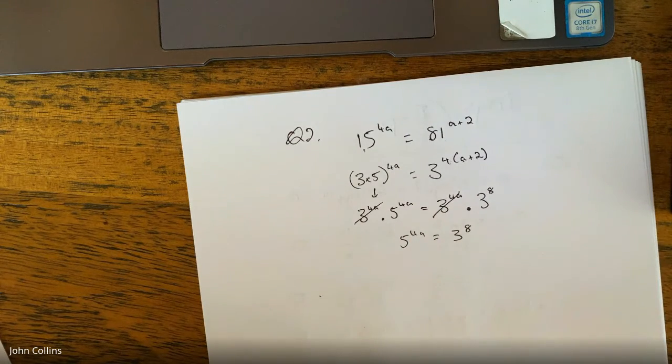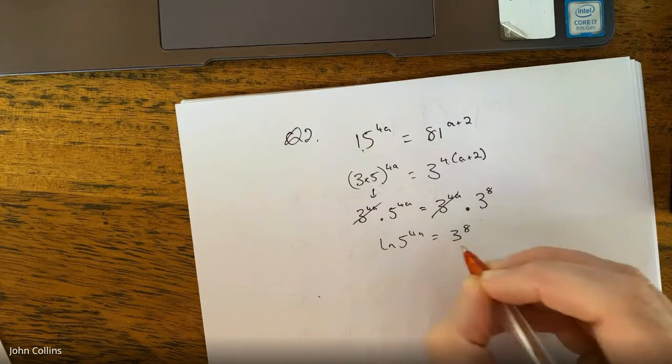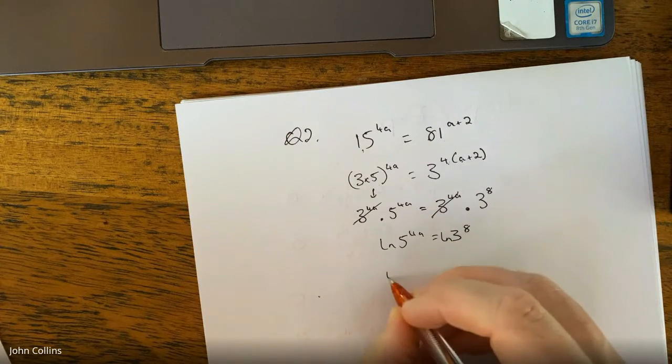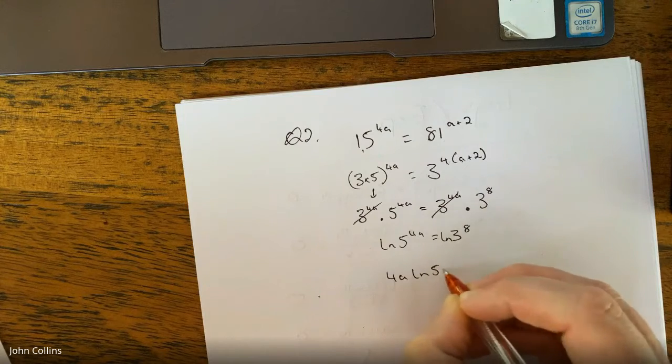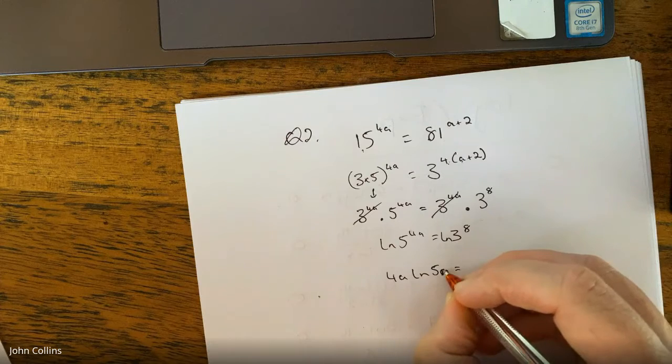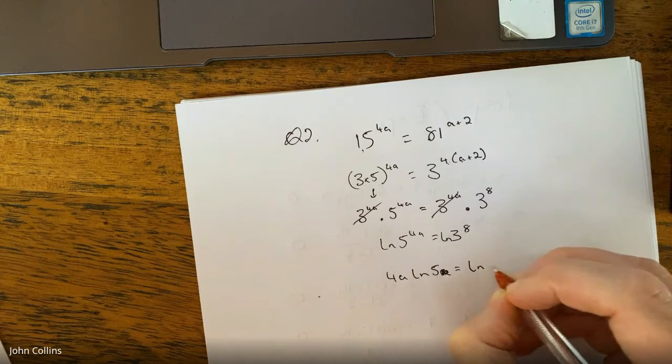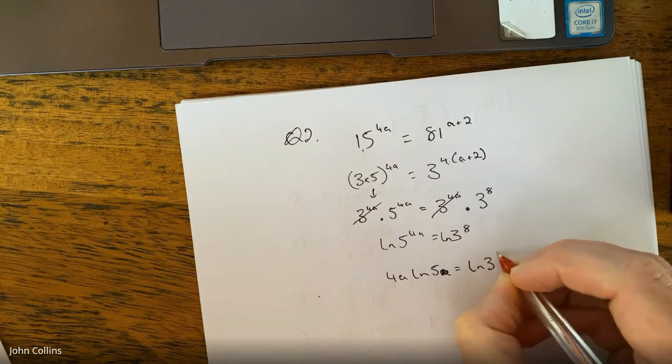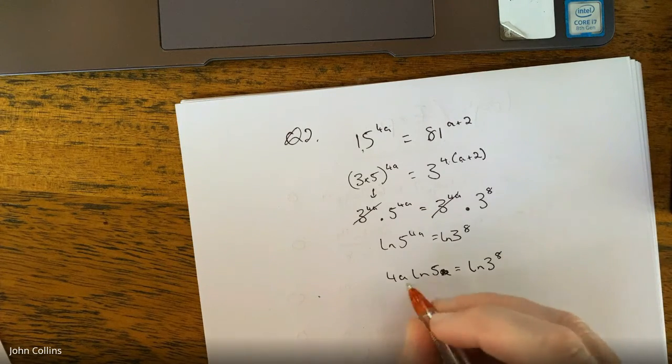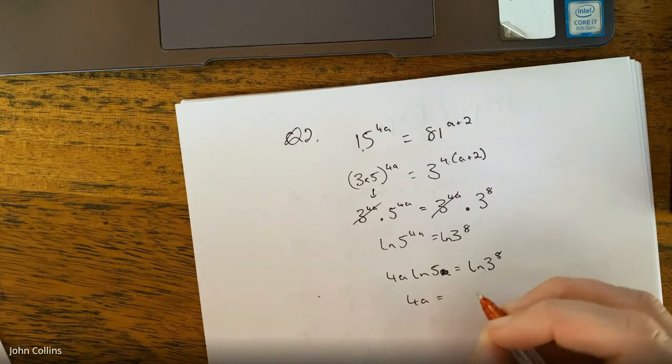Now I need to get that 4a down on the ground, don't I? So what do I do to both sides, Sean? Ln. Yeah, so if I do ln both sides, I'm going to get that 4a down to the ground here. Not 5a, just 5. And that's ln 3 to the 8. So once that's down, I can divide both sides by 5.